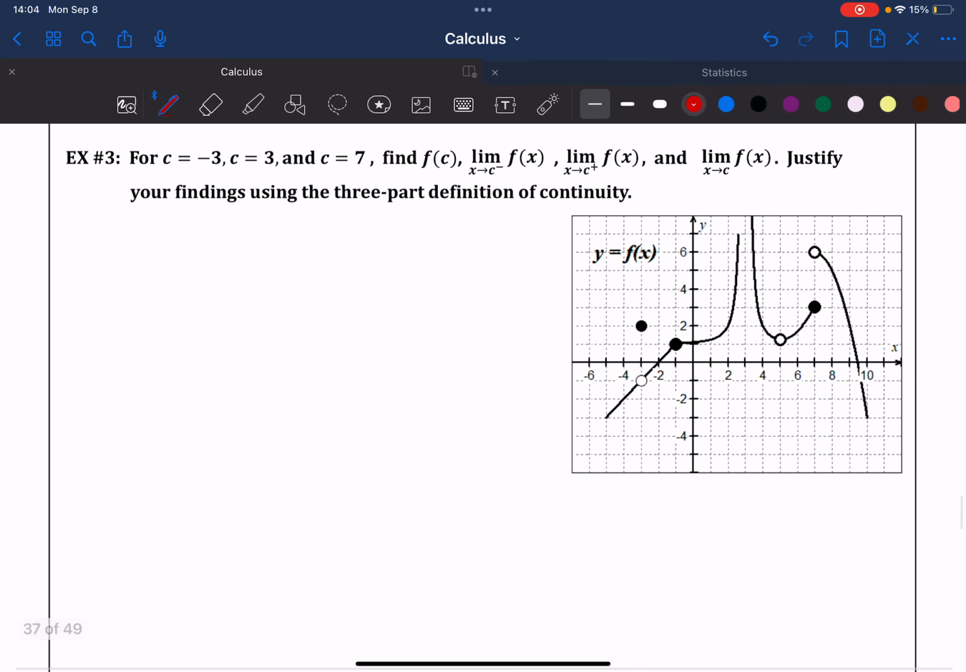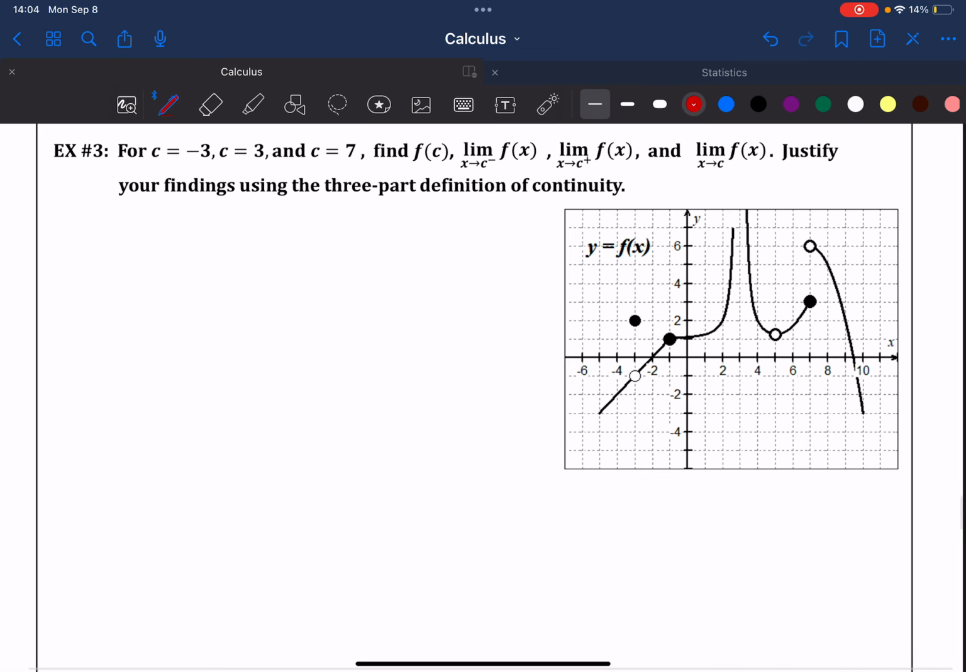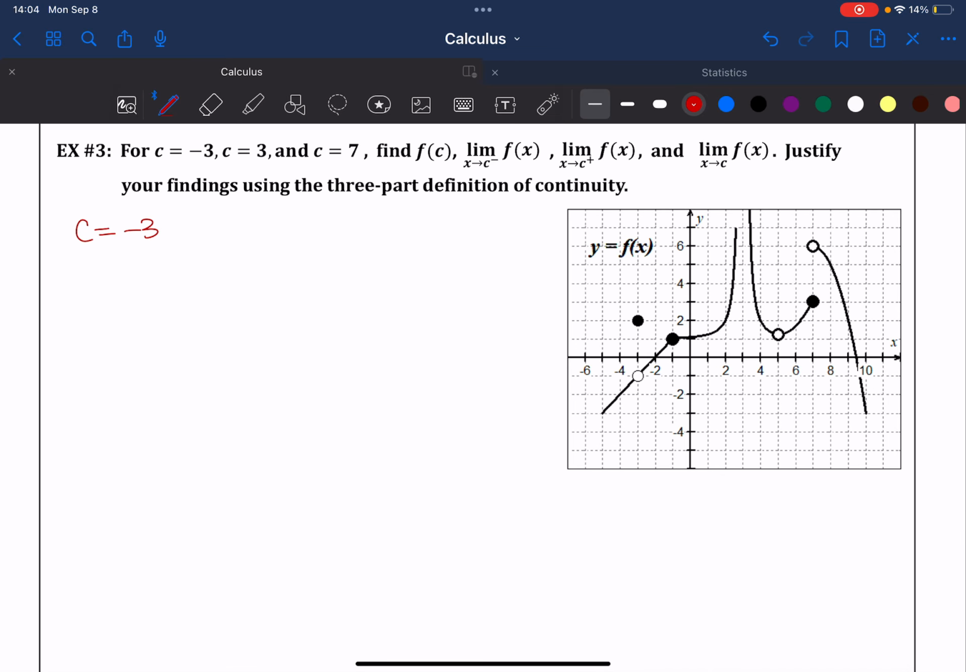Okay, so let's look at an example here. It says for c equal to -3, c equal to 3, and c equal to 7, find the left and right-sided limit, and then find the general limit, and then justify our findings using the three-part definition. So starting with c is equal to -3, I am going to find the limit as x approaches -3 from the left, and the limit as x approaches -3 from the right.